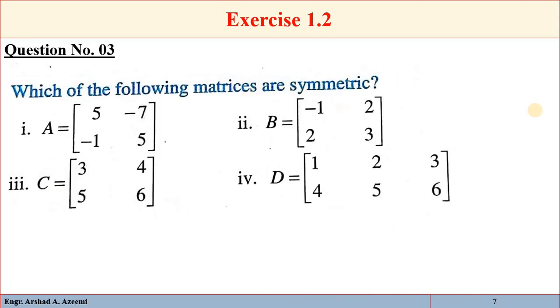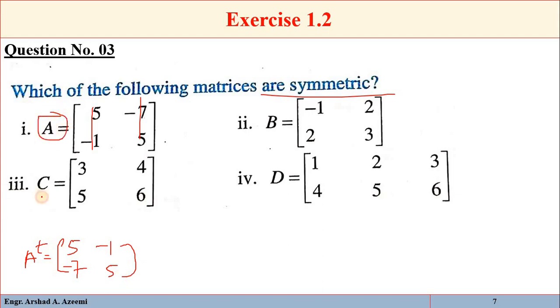Question number 3. Which of the following matrices are symmetric? We just have to take the transpose. The transpose of matrix A is, convert this column into row, so it will be 5, minus 1, and convert this column into row, that will be minus 7, 5. So here you can see that A is not equal to the transpose of A. So this is not a symmetric matrix.